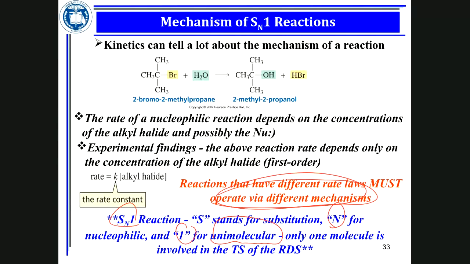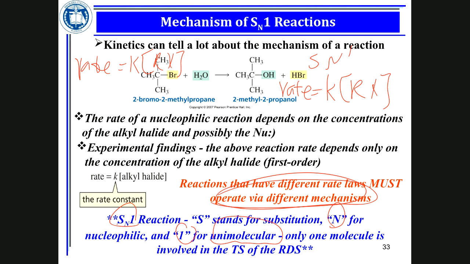So in unimolecular substitution reactions, what does it mean? Unimolecular means that only one compound is involved in the rate determining step, and that is the concentration of the alkyl halide only. If you increase the concentration of the nucleophile, it doesn't change the rate of the reaction. That's for SN1. For SN2, if you remember, the rate of the reaction is k times the concentration of the alkyl halide times the concentration of the nucleophile.